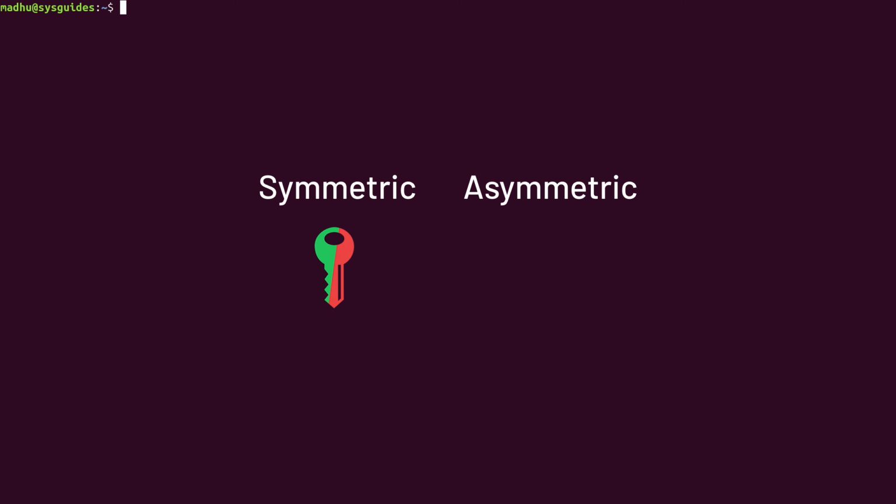To make this simple, think of it like a passphrase. When you encrypt a file, you enter a passphrase. Later, when you want to decrypt it, you must enter that exact same passphrase. The same secret is used in both directions.